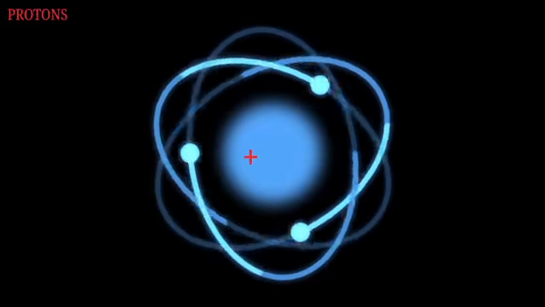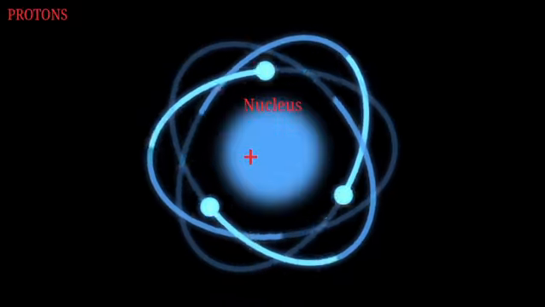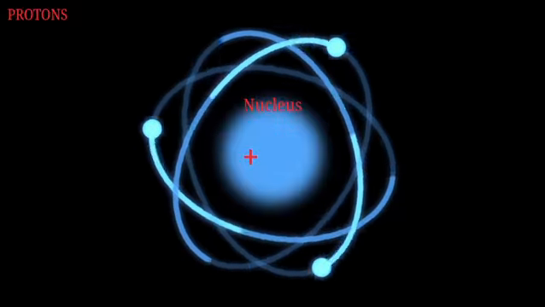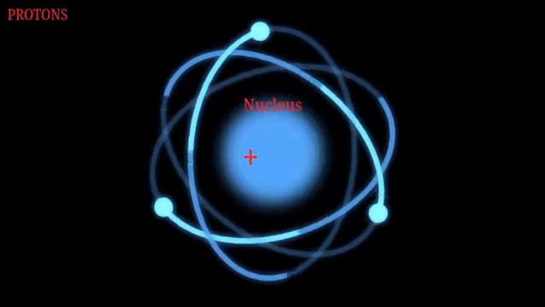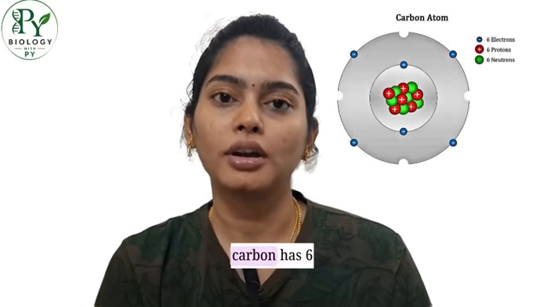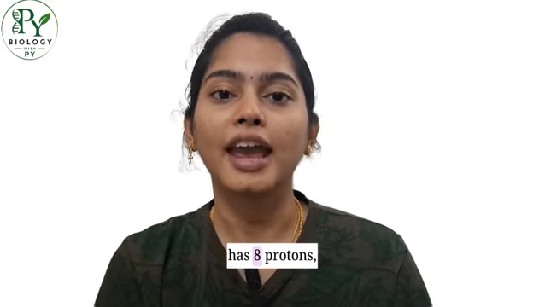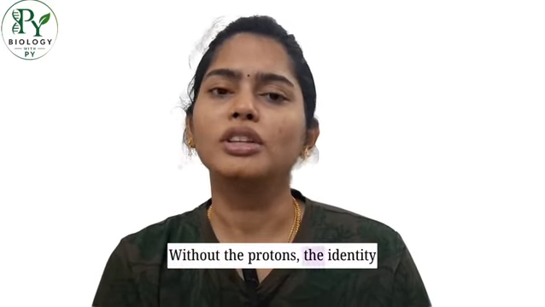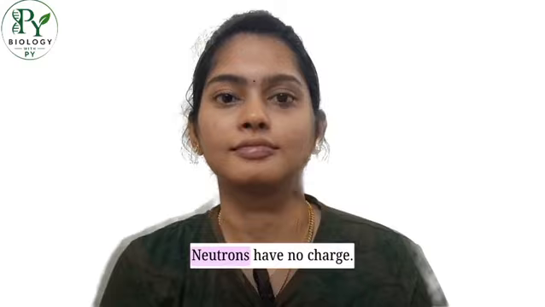Protons carry a positive charge. They are present inside the nucleus. The number of protons will determine which element the atom belongs to. For example, hydrogen has 1 proton, carbon has 6 protons, oxygen has 8 protons. Without the protons, the identity of the element changes.